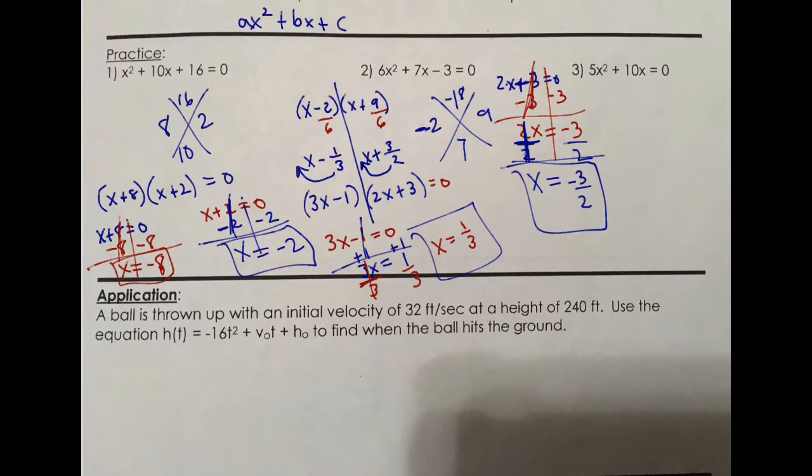Example number 3. Once again, it's already set equal to 0. We have 2 terms here, and this isn't a negative though, so it's not going to be a difference of 2 squares. So hang on. So let's work this out. We got, separate a little bit here.